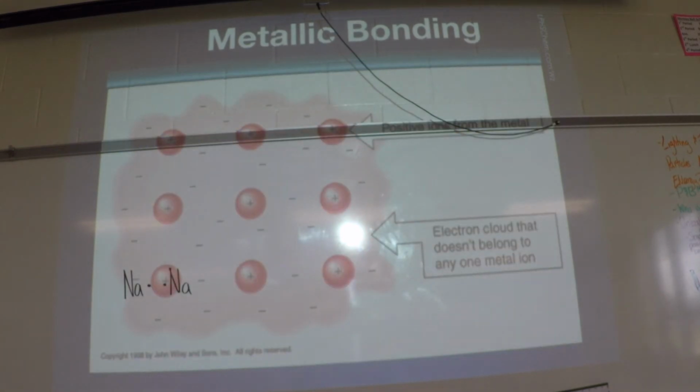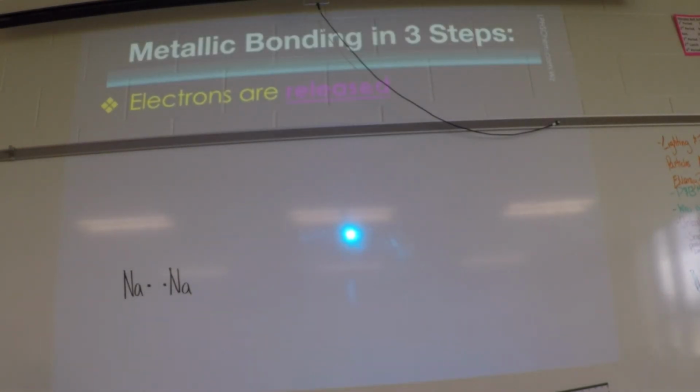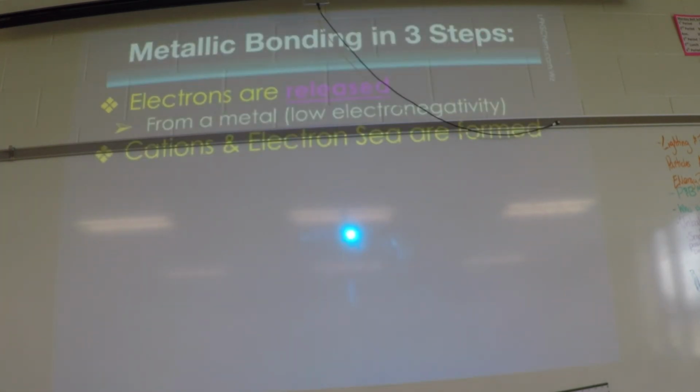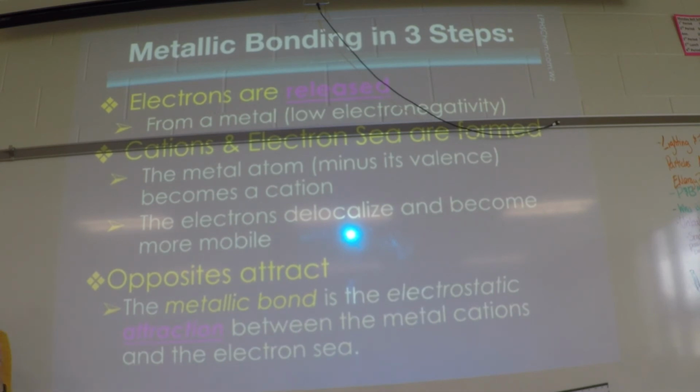Okay? So with this, the electrons are first released. That's the first step in metallic bonding. Then, because those electrons are released, we end up with positive metal ions, cations, and the electron sea. The opposite charge is what attracts them together. Because you have the positive metal ions and all of the negative sea holds the metal together. So that's what holds a metallic bond together.